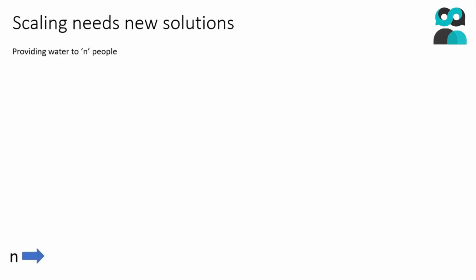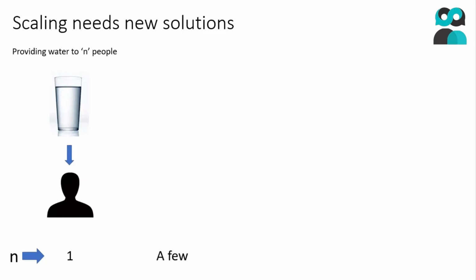Not true. Let's take a quick look at an example of how a solution can be designed and scaled up for a very simple problem of providing water to N people. So we will see how the solution changes as N increases from 1 to several thousands. So when N is 1, that is the user, you are required to provide just one drink of water to one person. So there's just one person and you need to provide them with one drink of water. It's as simple as just bringing them a glass of water and that's it, problem solved.